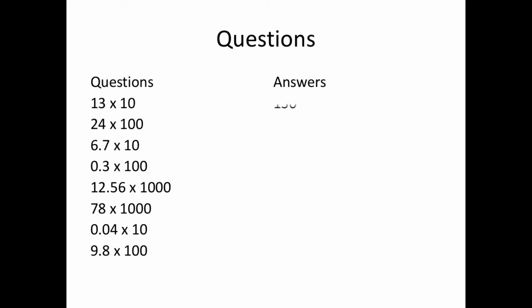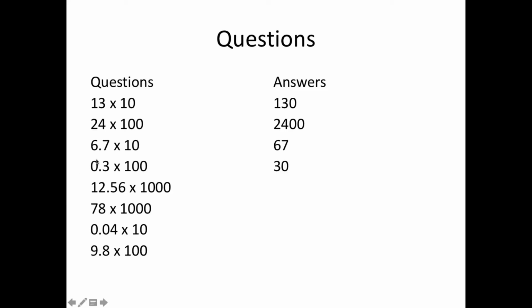Okay, let's have a look. 13 times 10, nice and easy, just add a zero. 24 times 100, easy, add two zeros. 6.7 times 10, 67, we'll just move the decimal point one place because it only has one zero. 0.3 times 100 is going to be 30.